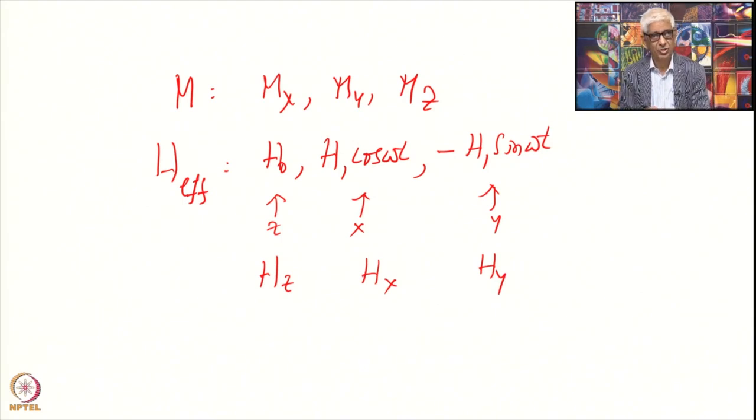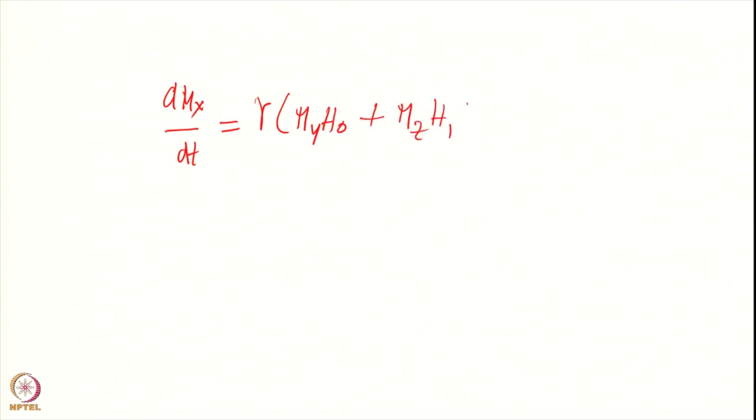So Bloch wrote a set of equations to describe the motion of the magnetization vector in the presence of such an H effective. I will write those equations here directly, and of course he also considered the relaxation phenomena. So dMx by dt is equal to gamma times My H0 plus Mz H1 sine omega t, minus Mx by T2. Now T2 is the relaxation time which I had introduced to you earlier. This is the spin-spin relaxation time, or the transverse relaxation time.